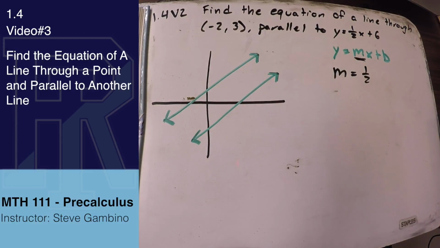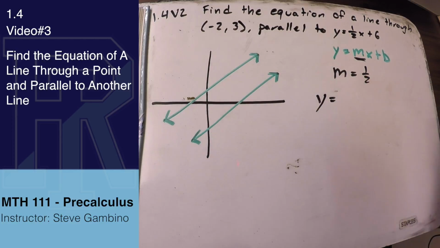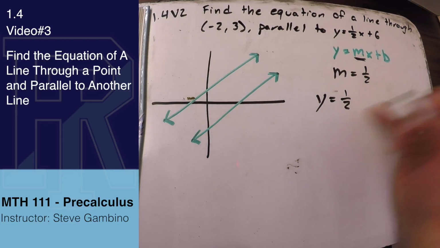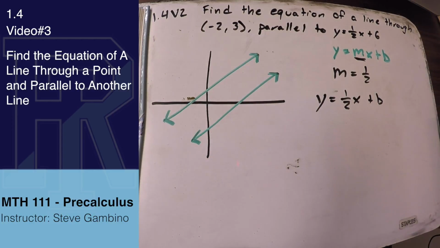So now that we know the slope of our line, we can do a very similar procedure to what we did in the last example in order to find the equation of our specific line, the one that runs through (-2, 3). So we can use our slope-intercept form, y is equal to 1/2 in our case, x plus b, to help us solve for this.